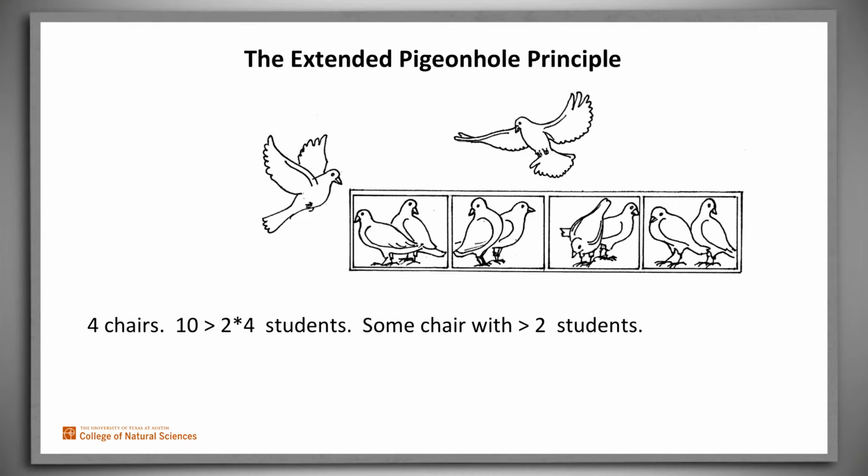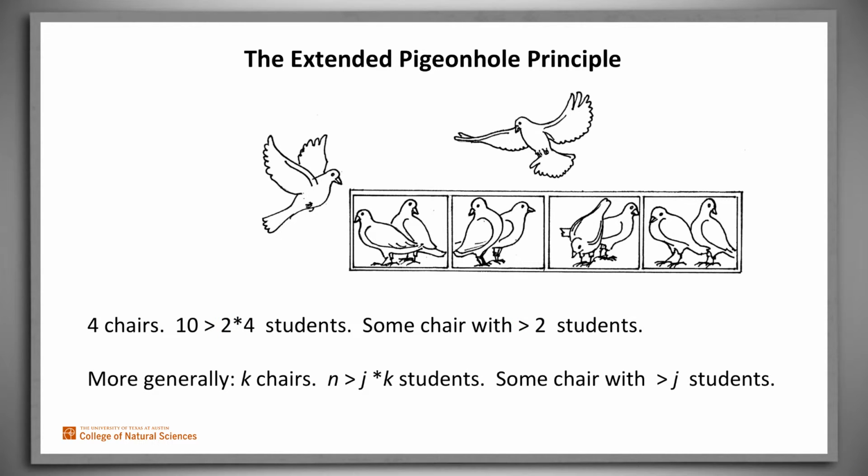There were 4 chairs and 10 greater than 2 times 4 students. So even if we fill every chair with 2 students, someone will be left over. There's at least one chair with more than 2 students. More generally, suppose that there are k chairs and n greater than j times k students for some integer j, then even if we tried to spread the students out uniformly into the chairs, we would end up with j students in each chair and at least one student left over. So at least one chair has more than j students once everyone is seated.